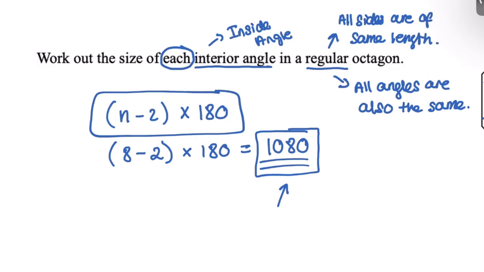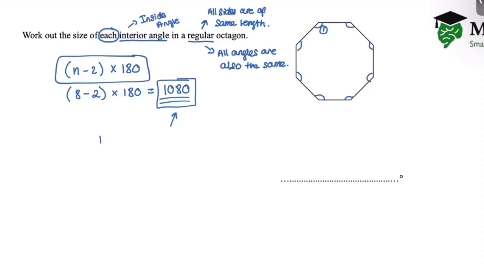If we want to work out what each individual angle is, we're going to get that 1080 and divide it by the number of sides, because the number of sides is the same as the number of angles. There are 8 sides, so there are going to be 8 angles. We're just going to divide it by 8. So 1080 divided by 8 gets you an answer of 135 degrees. That means each interior angle in this shape is worth 135 degrees.